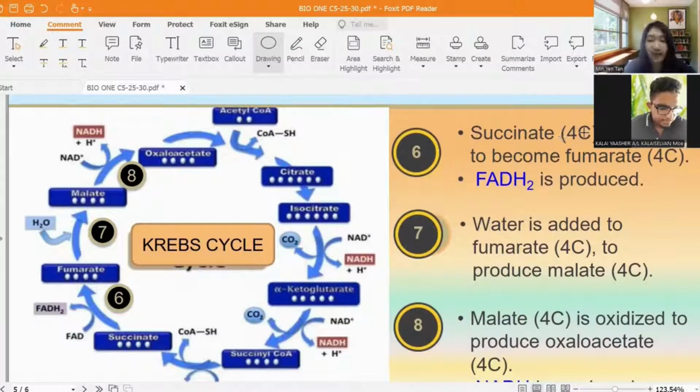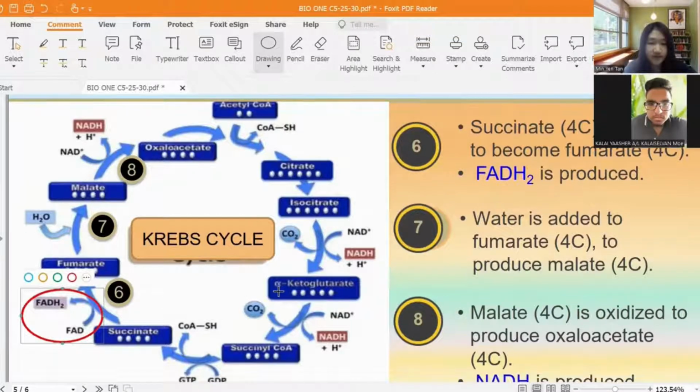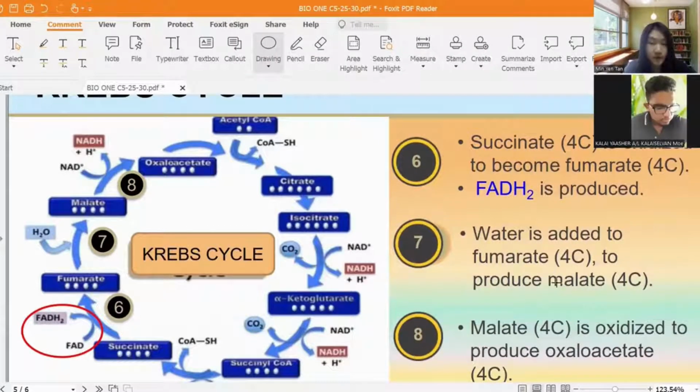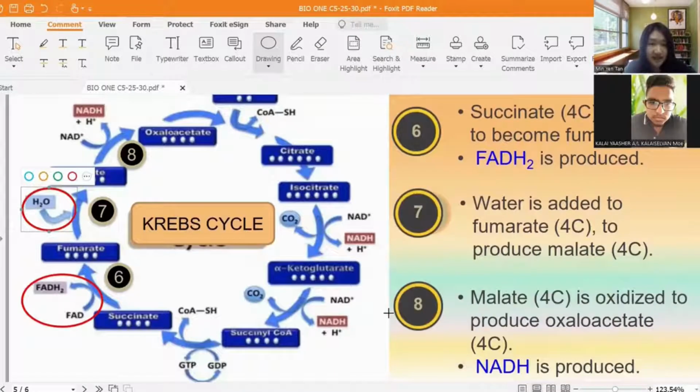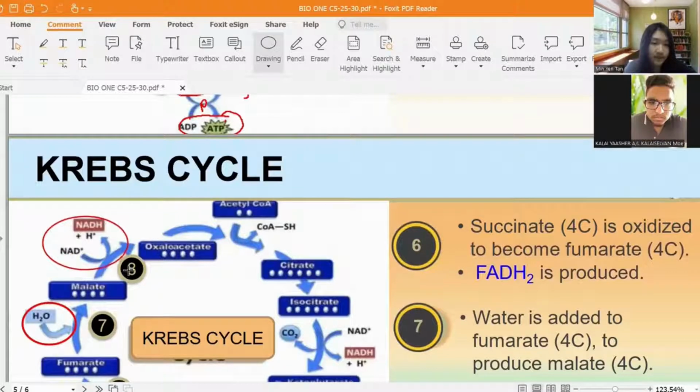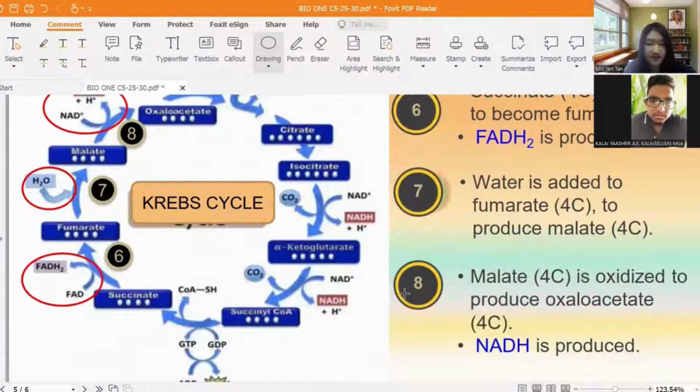The succinate, 4 carbon, is then oxidized to become fumarate, also 4 carbon. But when it is oxidized, something must be reduced. So what is reduced here? FAD will become what? FADH2. Yes, correct. In this process, FAD is reduced and FADH2 is produced. Moving on, the fumarate will produce malate with the addition of water. You can see the addition of water here. Lastly, the malate is oxidized to produce oxaloacetate. When it is oxidized, what is reduced? NAD is reduced to NADH. Yes, correct. Easy, right?